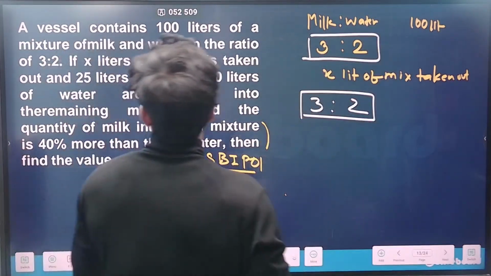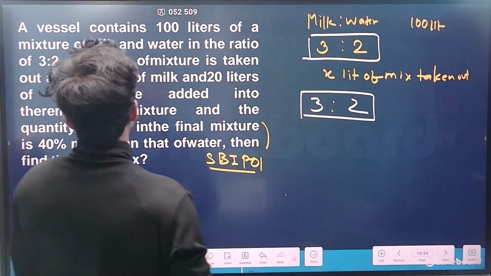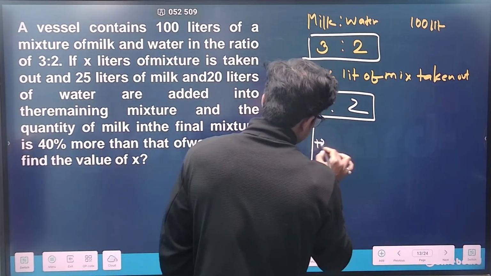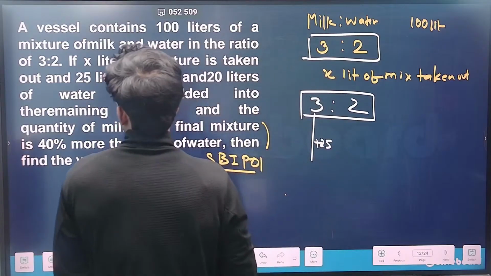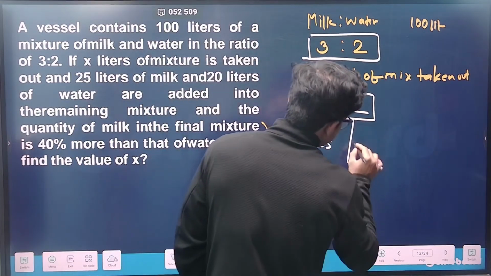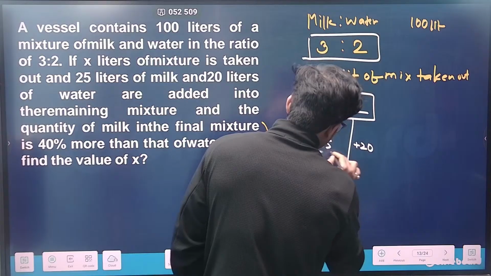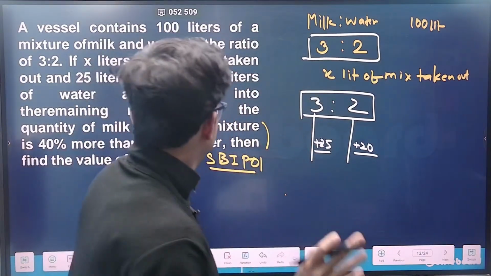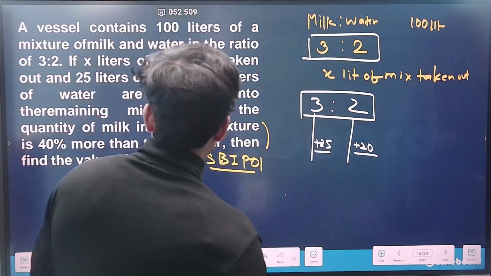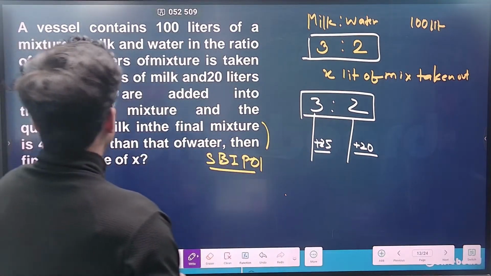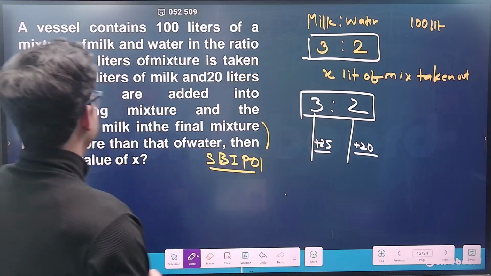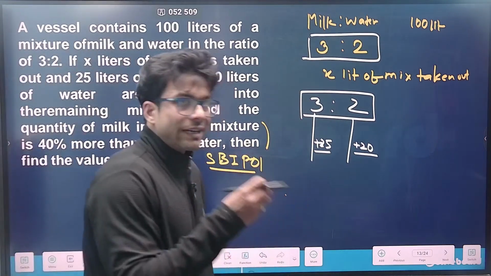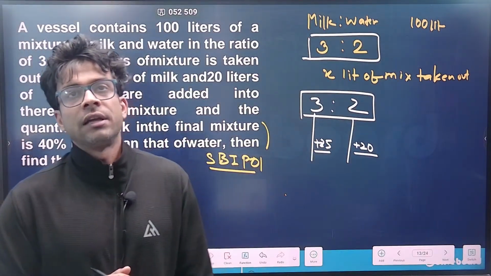Now it is saying that 25 liters of milk is added, so milk is 25 liters. Now again they're saying 20 liters of water is added. So basically milk was 25 and water is 20. That is what the question is saying, so that's what I'm writing. Now they're saying that added into the remaining mixture, the quantity of milk in the final mixture is 40% more than that of the water.